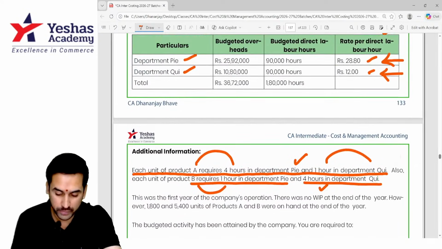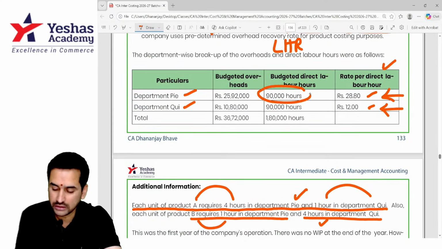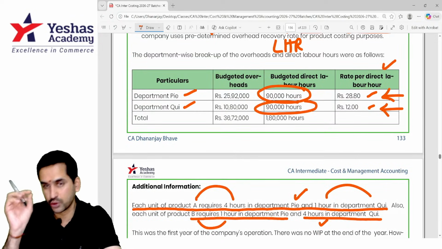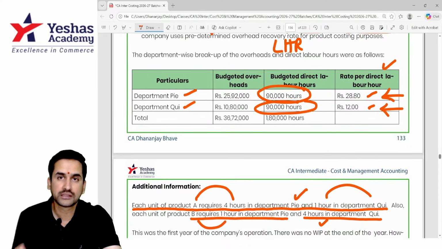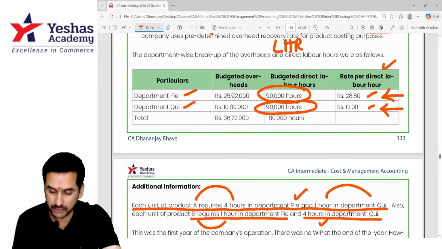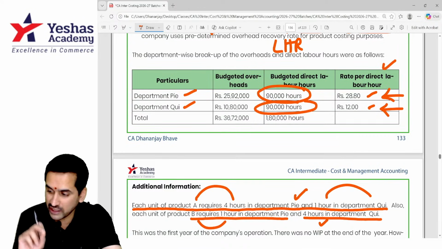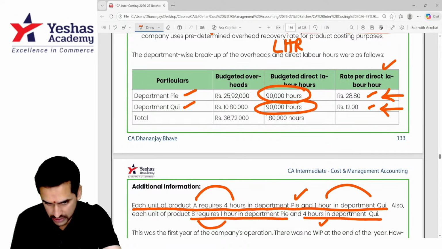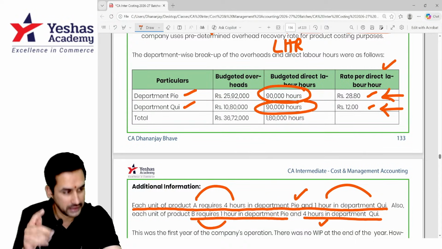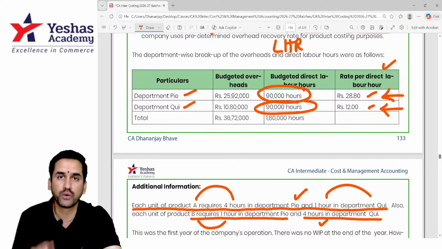Do we know how many total hours we have in P? 90,000. Total hours in Q? 90,000. The total time available is known, and how many hours are required to make one unit is available, but how many units we should make is not available. That is what we need to find out in working note number 1.